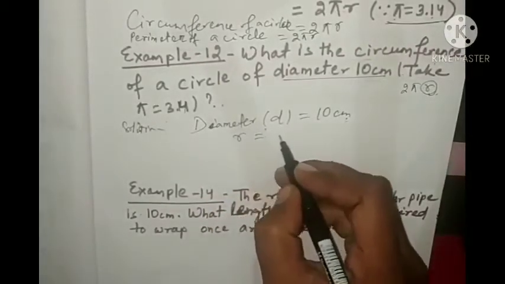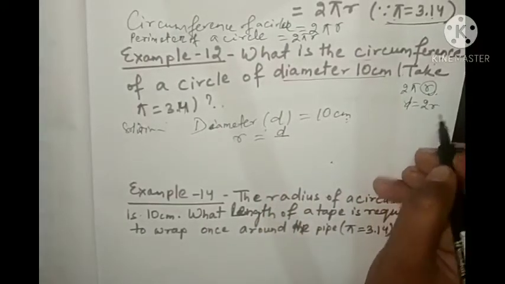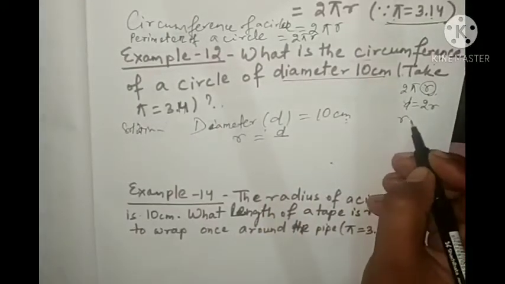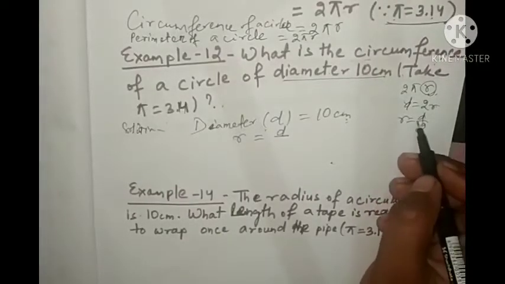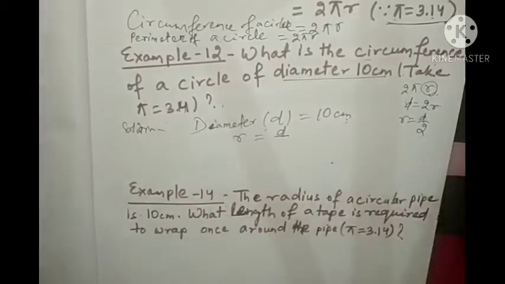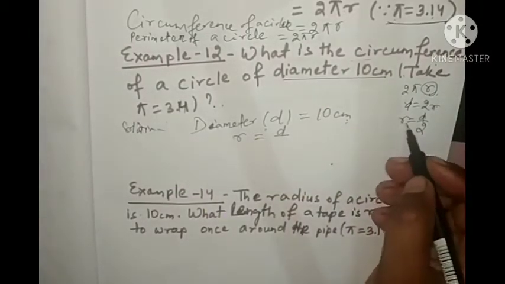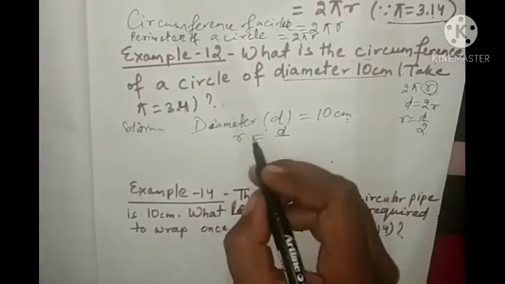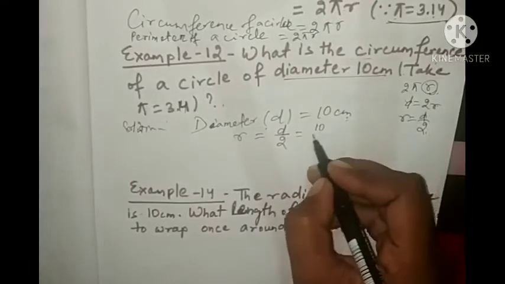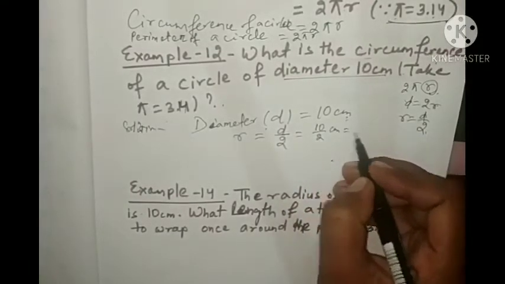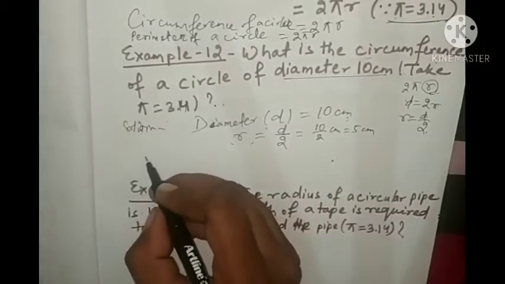R equal to how much? D equal to 2r means r equal to how much? D by 2. If d is twice of r, then r is half of d. So r equal to d by 2. D is how much? 10 by 2 centimeter. How much you got? 5 centimeter. Now you got r. Let's find out circumference.